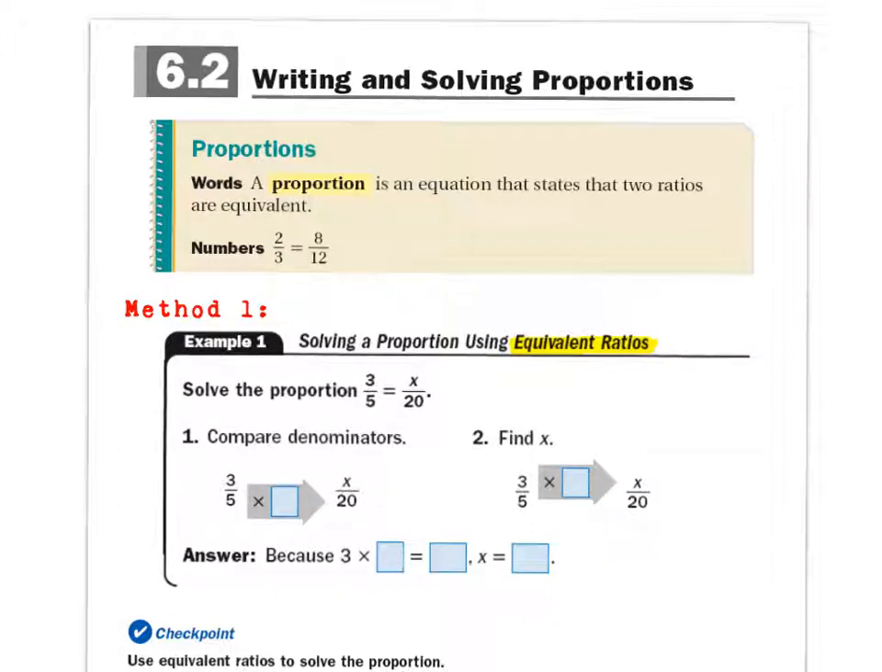So before we start talking about the different ways to solve proportions, we need to first define what a proportion is. So it says the definition right at the top of your notes. A proportion is an equation. That word should cue you in that there's going to be an equal sign that states that 2 ratios are equivalent. Now, we spent the last week talking about ratios.